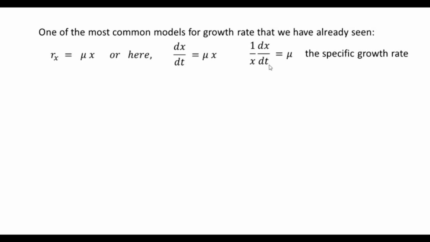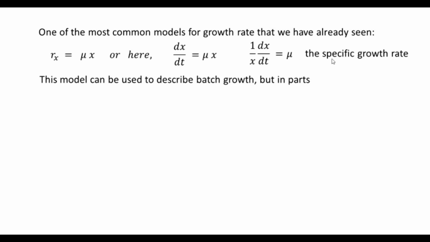Here it becomes easier to see the meaning of the term. That's the reason I've given it here. The meaning of the term is still valid, it's just easier to see it here. 1 by x dx dt has been normalized with respect to cell concentration, and therefore it is called the specific growth rate.